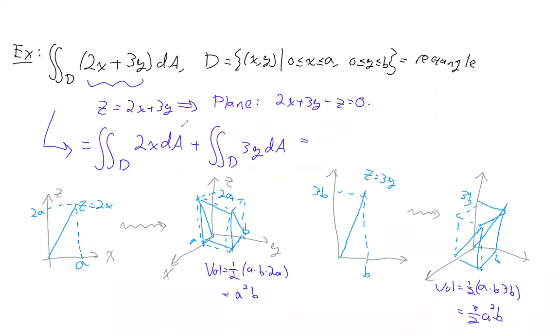So the entire volume, the sum of both of these things, it's just, not a squared b, I'm sorry, ab squared. So altogether, this is all going to become ab times a plus 3/2 b. And that would be the total integral in that case. And how did we work that out? We worked that out by considering the volume generated by each of these two pieces.